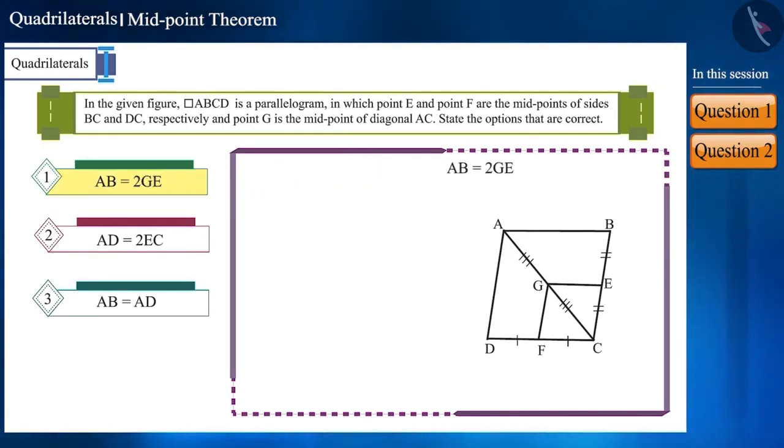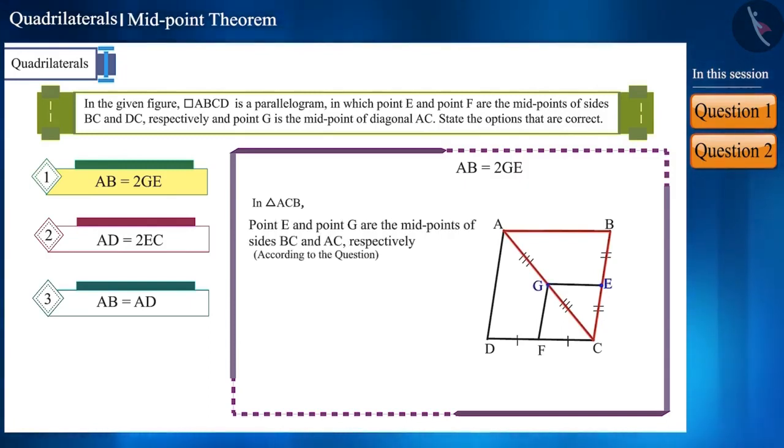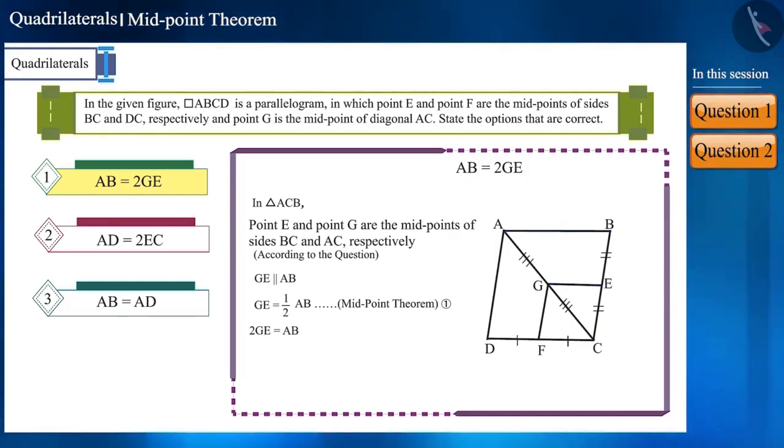Friends, let's check the first option. Look at the triangle ACB in the figure. Point E and point G are the midpoints of sides BC and AC respectively. Therefore, according to the midpoint theorem, side GE is parallel to side AB and is half its length. That is, we can write it this way. Friends, you can see that our first option is correct.